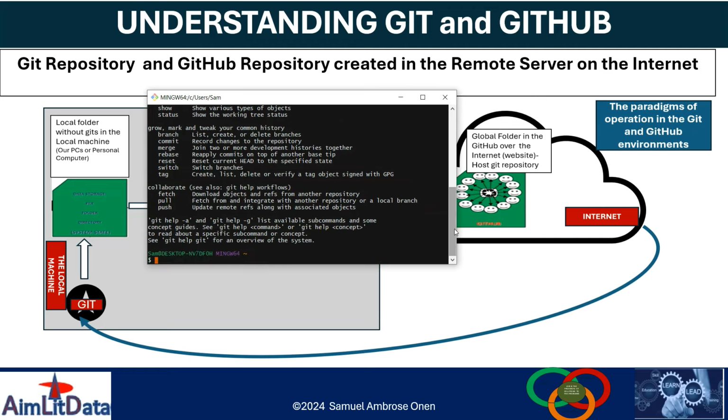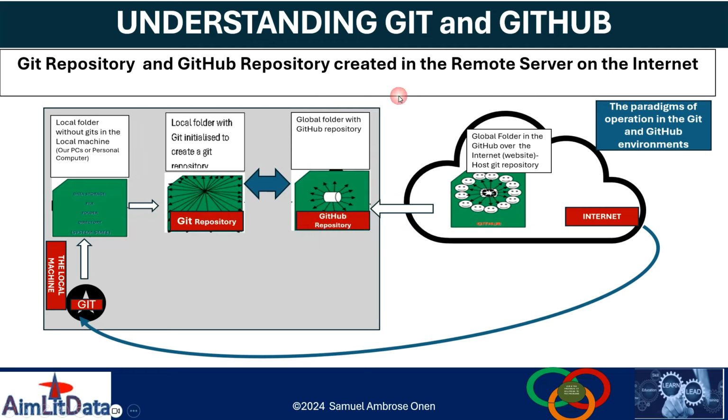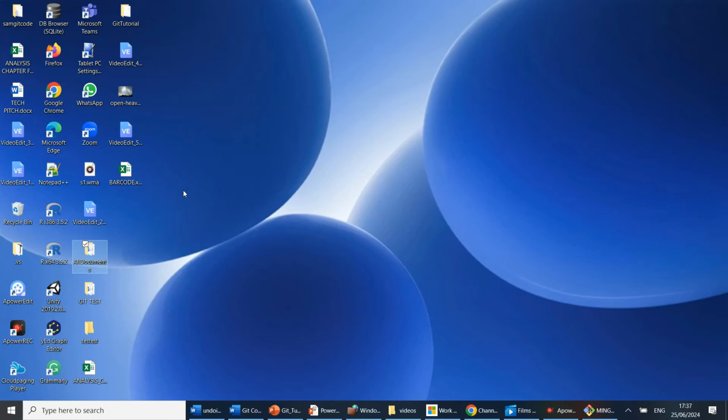We can go ahead to see what Git version we have on our machine by typing git version. Then you press enter. My friend, you can see that we have Git version 2.45.2.windows.1. So my friend, we have Git on our system indeed, as you can see. Now we have created a Git repository on our machine, and we call that Git repository Git tutorial. So let us have a look at that as well.